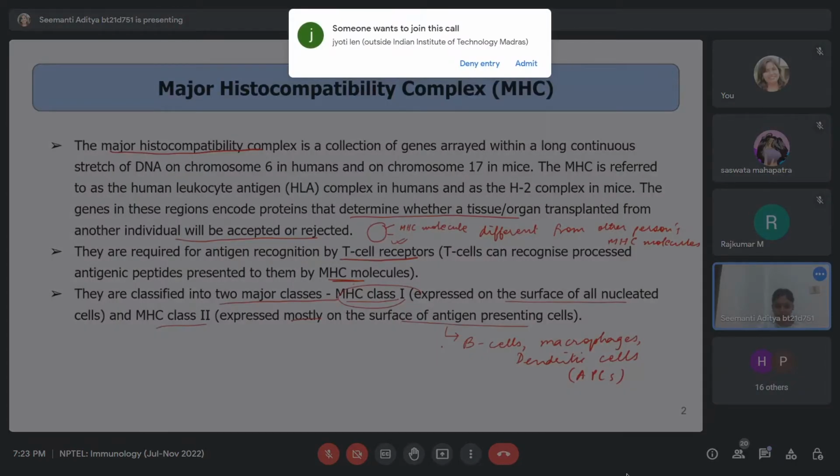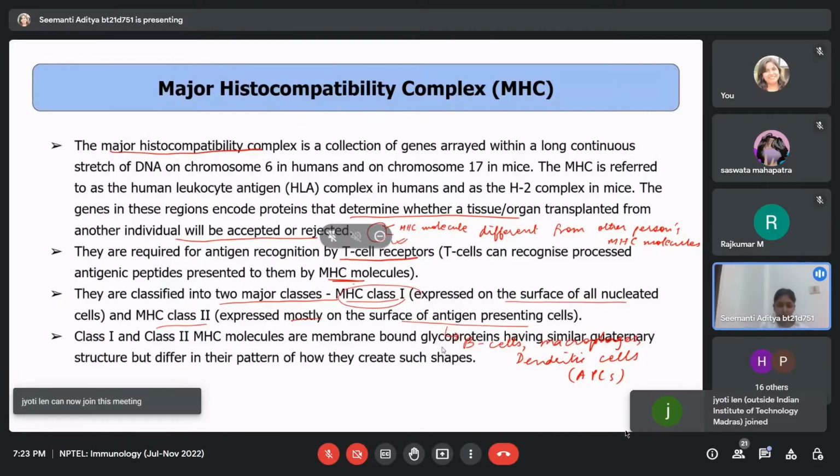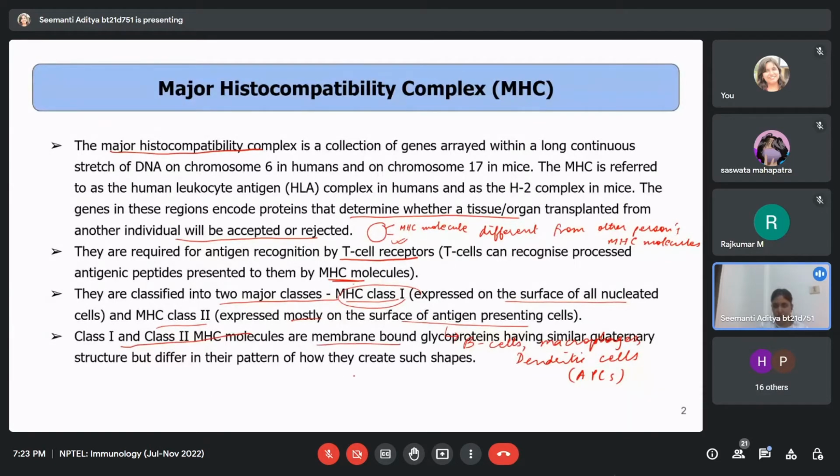And apart from that, these MHC class 1 and class 2 molecules are expressed on the surface of the membrane. So they are membrane bound glycoproteins. They are not in the secreted form. They are always embedded on the surface of a membrane, and they have similar quaternary structure, but they differ in the pattern of how they create such shapes. So you will see in the next slide how they have almost similar kind of quaternary structure.